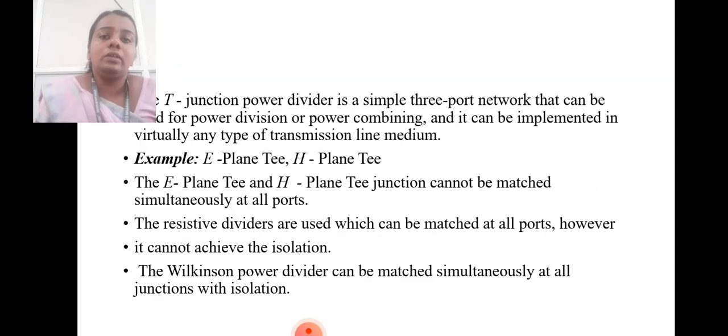The symbol T junction power divider is mainly used for power division and power combining, and it is implemented in the transmission line medium. Here we are going to see two examples: the E plane T and the H plane T. Both E plane T and H plane T cannot be matched simultaneously, and resistive dividers are used which can match all the ports. However, we cannot achieve isolation. Whereas when we use the Wilkinson power divider, we can match all the ports, and we also obtain isolation.